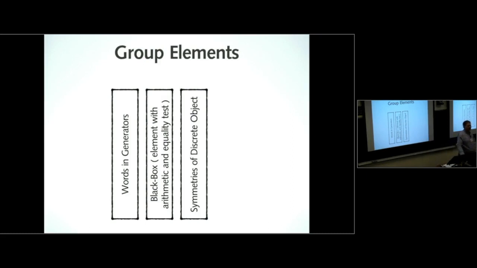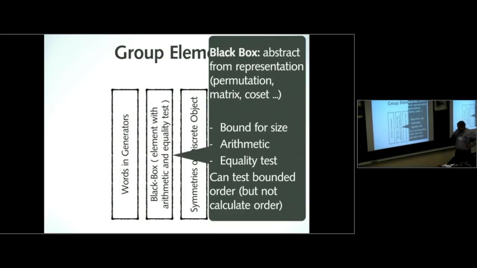You might ask, why forget about other things? Why forget that it is a set of matrices or a set of permutations? But it turns out that some theoretical analysis actually becomes easier if one forgets about some details there. So black box groups are an abstraction from the concrete representation of elements.